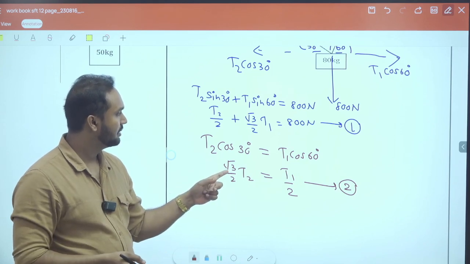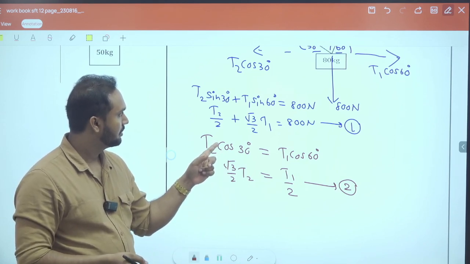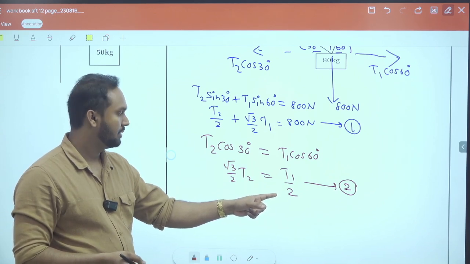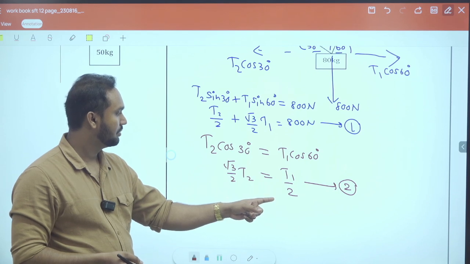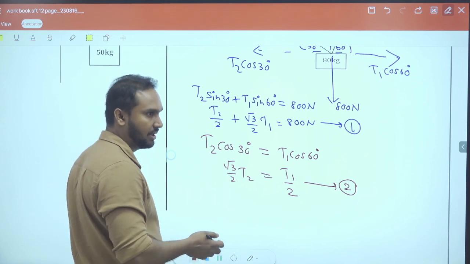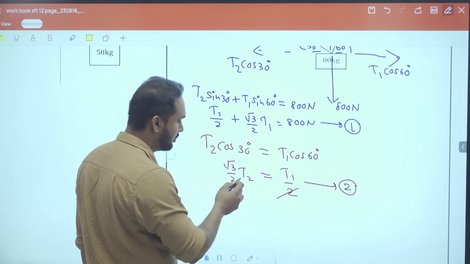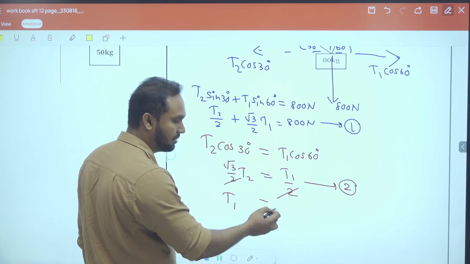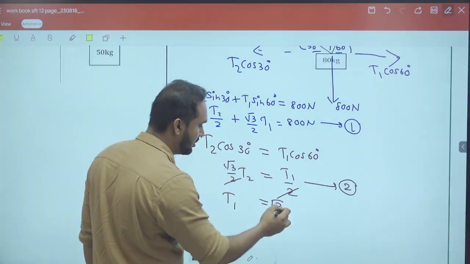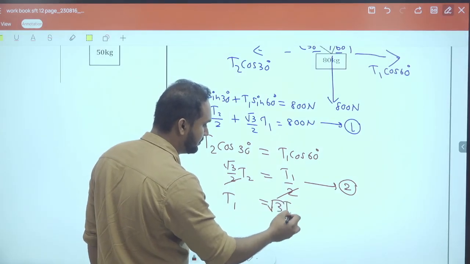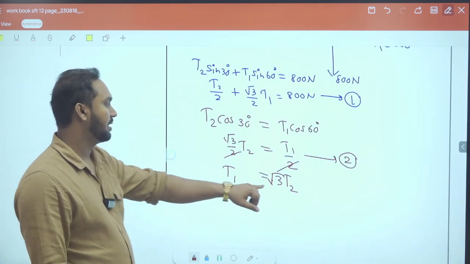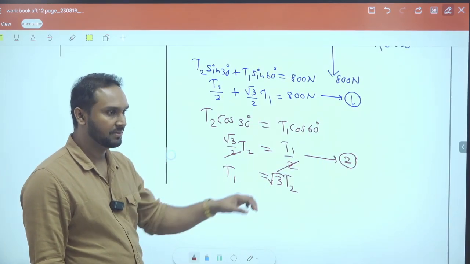T1, yes, you can do that. If you isolate T1, the 2 cancels out, and the same thing happens. So T1 equals root 3 T2, right? Then we can apply root 3 T2 instead of T1 in the first equation. Write that.